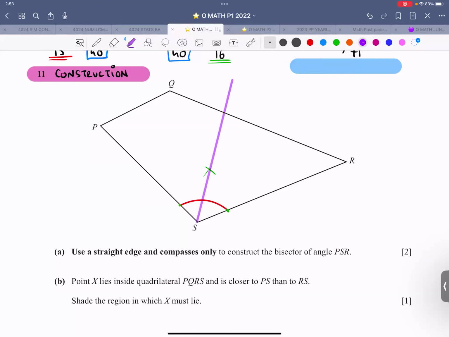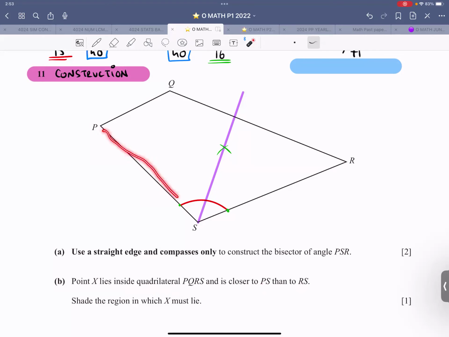Okay, now that is the first thing. Let me make it a little bit better. It goes like this. Okay, and let me just do a bit of cheating, and let me just make it like this. Okay, so now that's the angle bisector. The point P lies inside the quadrilateral, and it's closer to PS than to RS. So it's closer to PS than to RS. That means it should be somewhere over here, all along this thing.